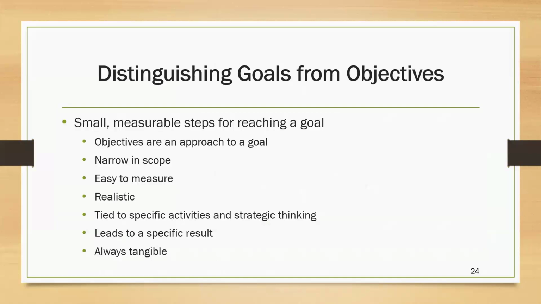A few more tips in terms of the properties of objectives. Objectives are an approach to a goal. They're narrow in scope. They're easy to measure. They're realistic. They're tied to specific activities and strategic thinking. They always lead to a specific result. And they're always tangible.